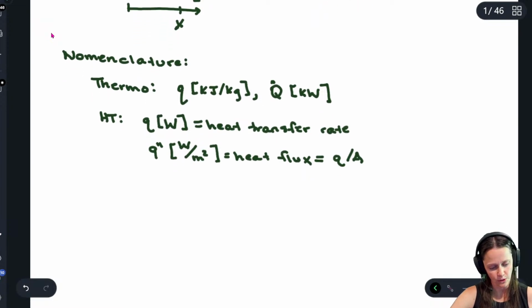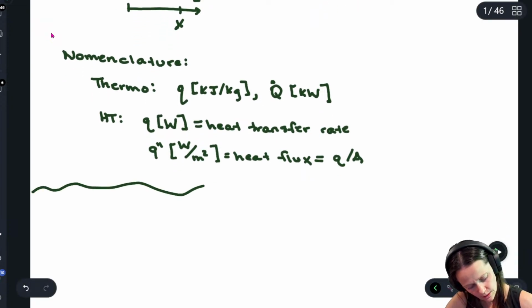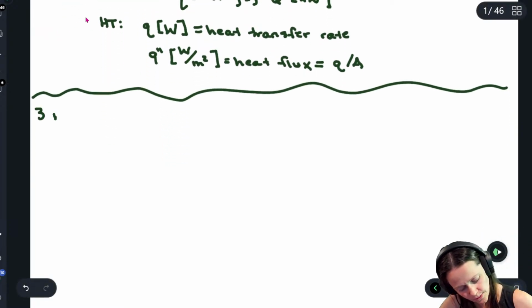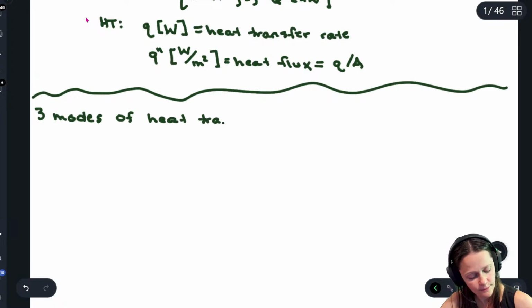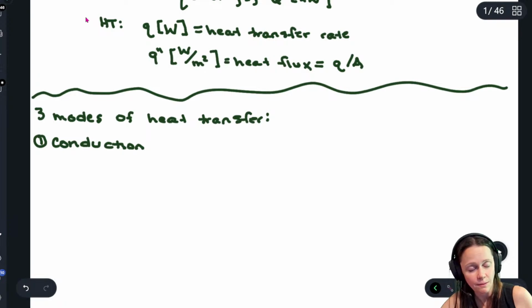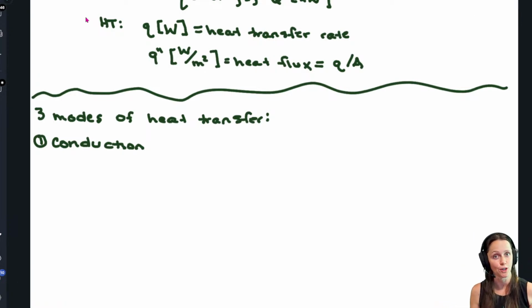All right, so let's move on just a little bit. Three modes of heat transfer. The first one is conduction. Conduction occurs in a stationary medium. Usually we're talking about a solid, but it could also be in a stationary fluid, whether that fluid's a gas or a liquid, but a stationary fluid.